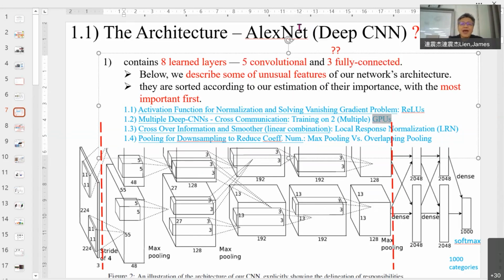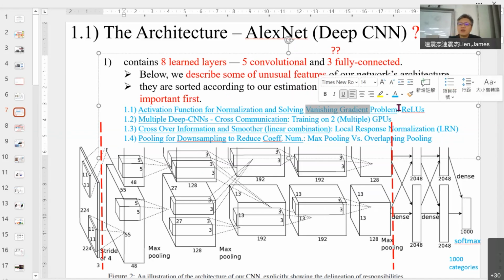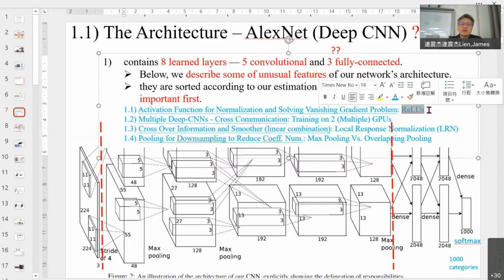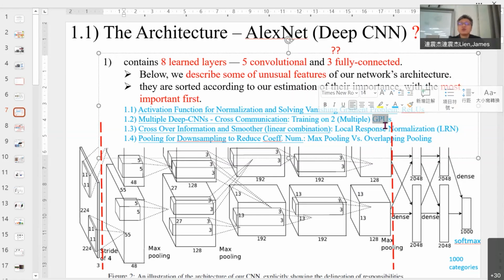So the contributions of AlexNet: one is that they try to solve the vanishing gradient problem, so they don't use sigmoid, they use ReLU instead. The second is that because the GPU is not so powerful, they use 2 GPUs with the same network, but they have a crossover.